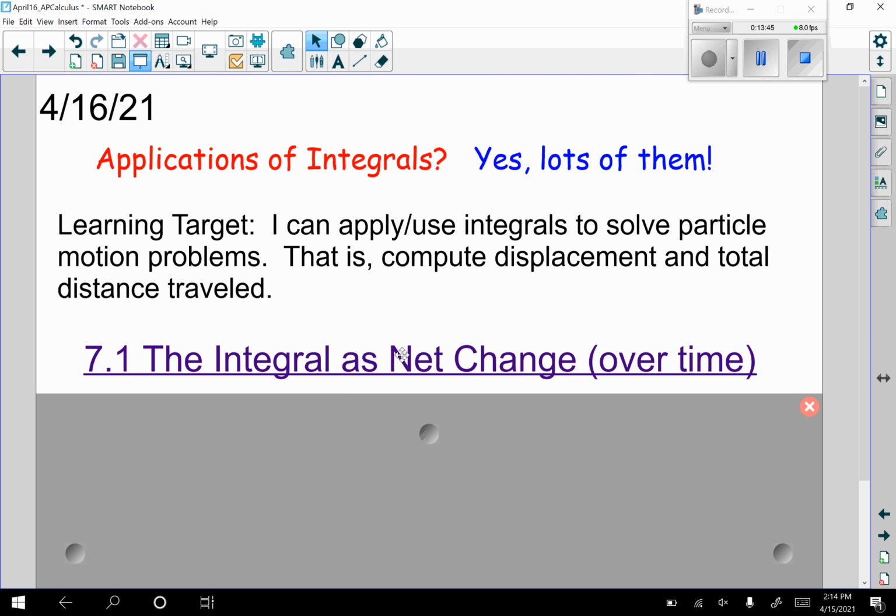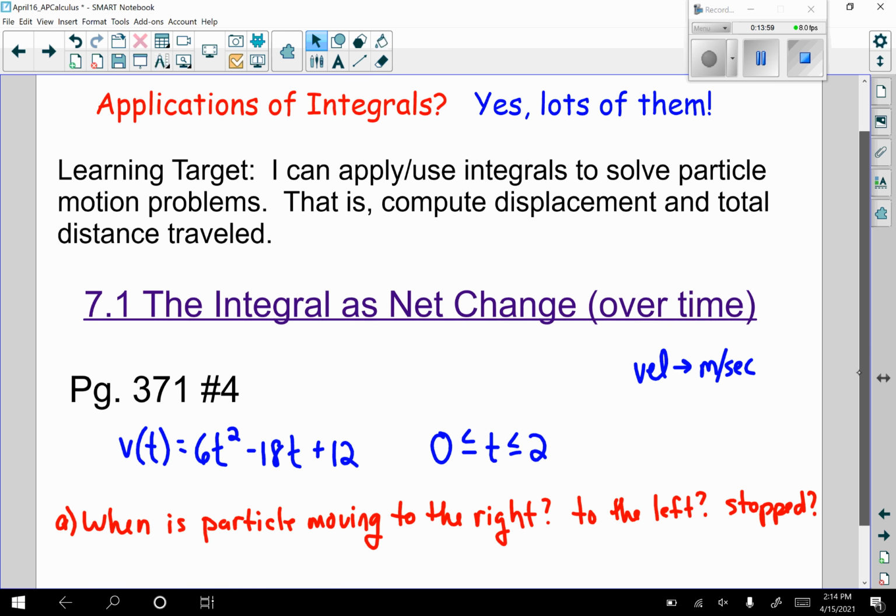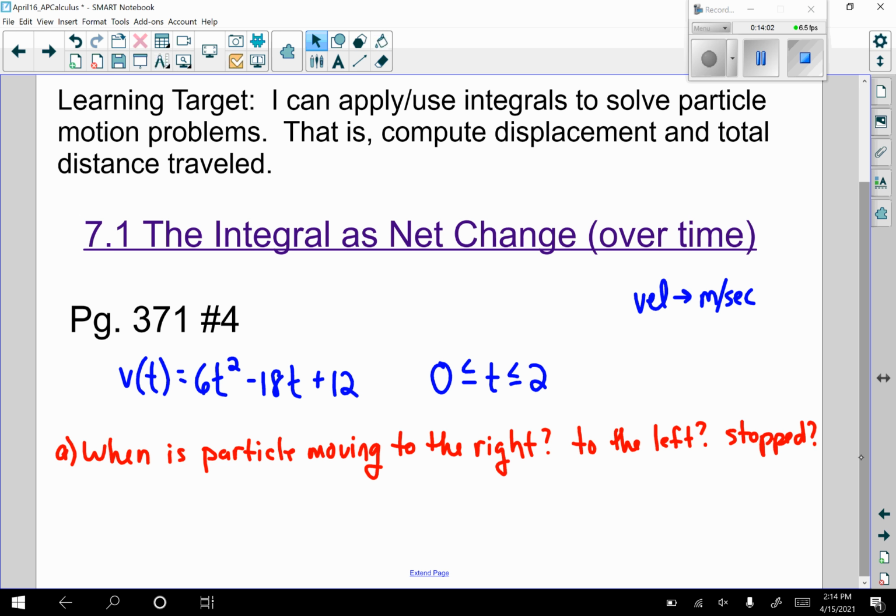All right, so what we're going to talk about is something that we talked about while we were looking at area versus taking an integral. An integral means just a net change in area, but it can also mean anything over time. So we're going to take a look at page 371, number 4. With these exercises, we're asked to do two things. We want to determine when the particle is moving to the right, to the left, and stopped. And then we want to find the particle's displacement for the given time interval.